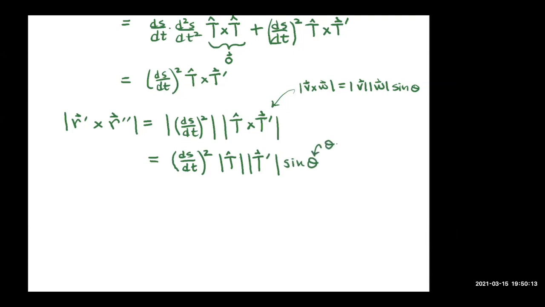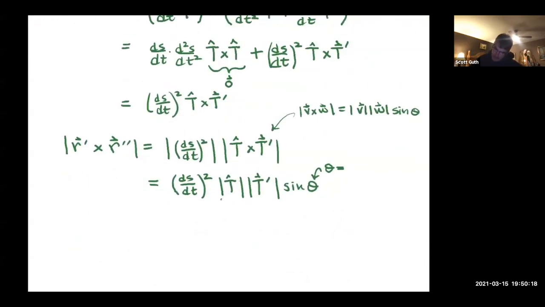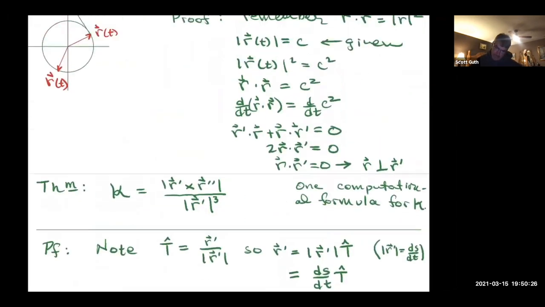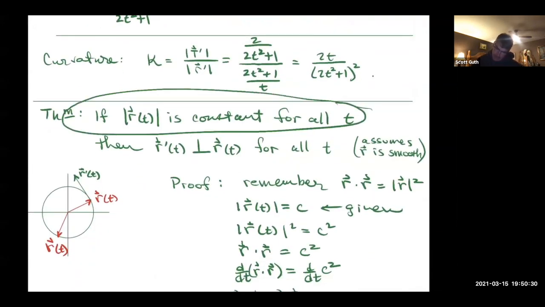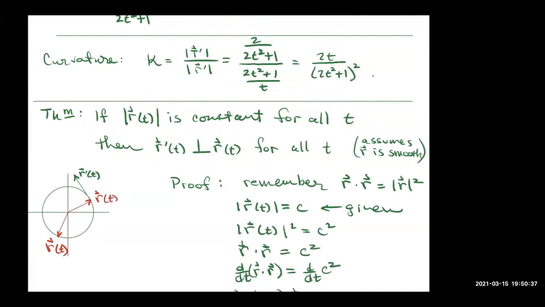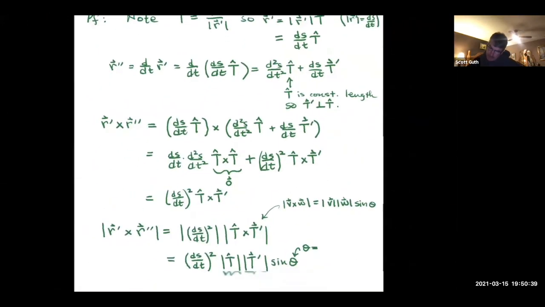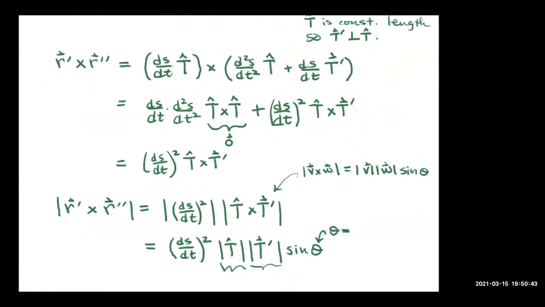90, because they're perpendicular. Right, the theorem: you have to remember that T has constant length, so it's perpendicular to its derivative, okay? So that goes back to this statement here. If the vector has constant length, then its derivative is perpendicular to it. So I am referring to this statement right up here.